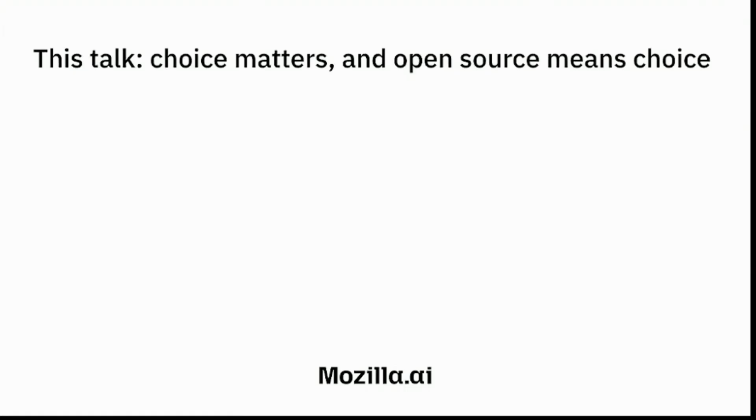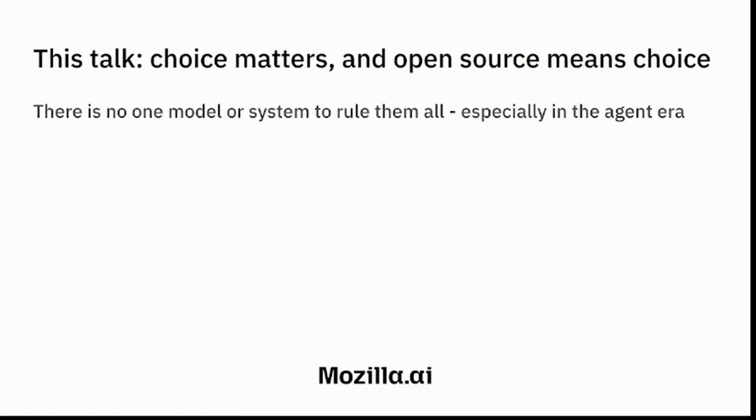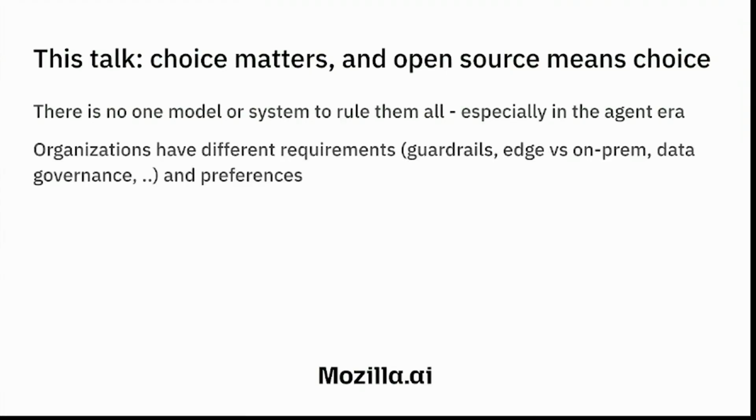So in this talk, I'd like to say that choice matters. Open source means choice, right? There's no one model or system to rule them all. And we do see, obviously, leaderboard chasing and new models and new systems being dropped with new state-of-the-art claims, and I'm not arguing against that at all. These are incredible systems. But especially with multi-agent systems rising into being a real thing going into production, we're going to have more complexity, more nuance, more constraints put on these systems by maybe being on edge, having to be on-prem, different guardrailing, and different preferences from organizations, which means that there is no one-size-fits-all solution here.